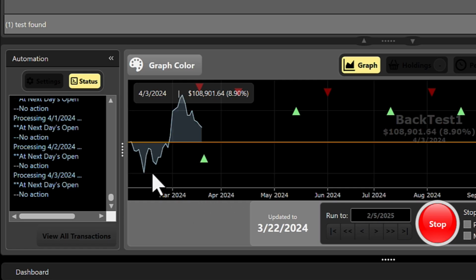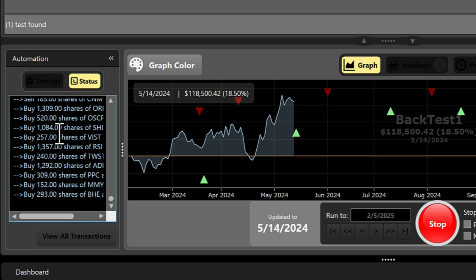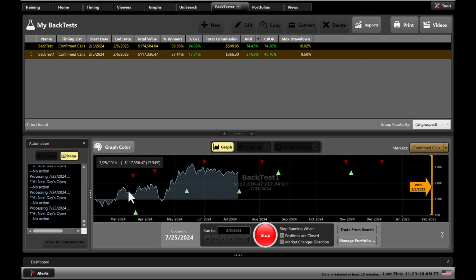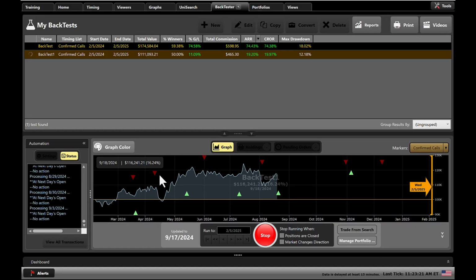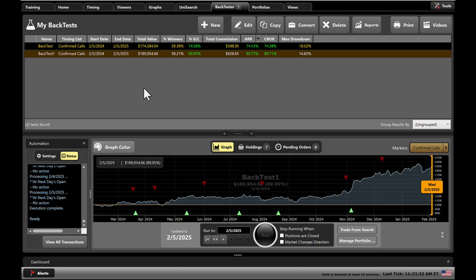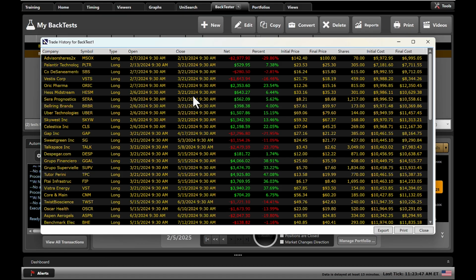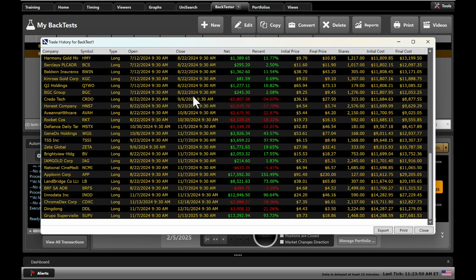When we run this, it'll step through a 1-year period, and you can actually see in the log what's happening day by day. It'll show you all of the different buys and sells happening with these little arrows, and you can see the portfolio value changing over time. Once this is done running, you can see information about the total value of the portfolio, percent winners, the total gain and loss, how much was paid in commissions, and more. And if you want more information, you can dive into the reports and pull up a full trade history as well. So this shows you all of the stocks that were bought and sold over the course of the backtest.